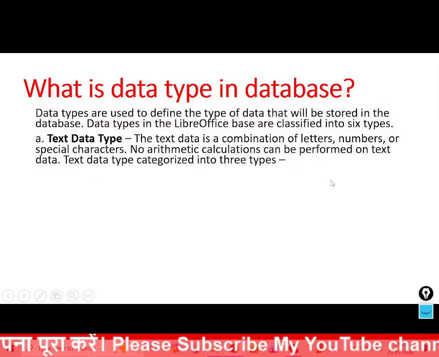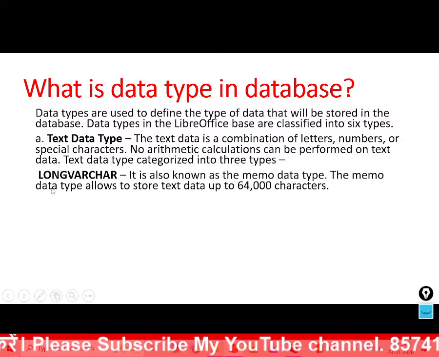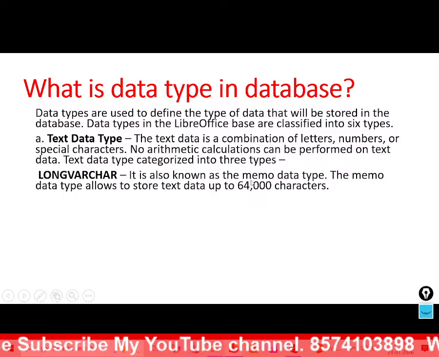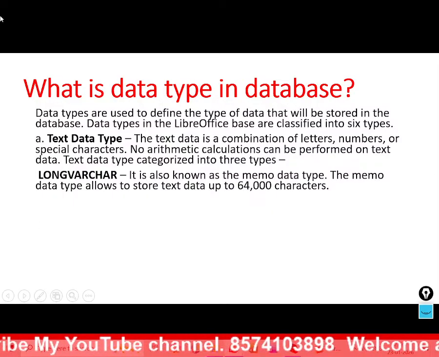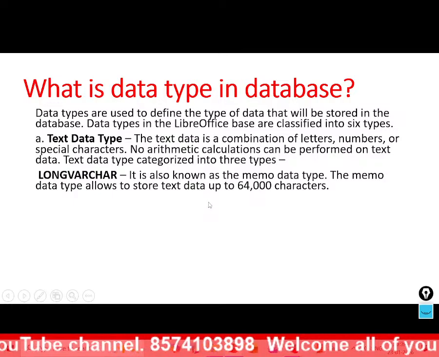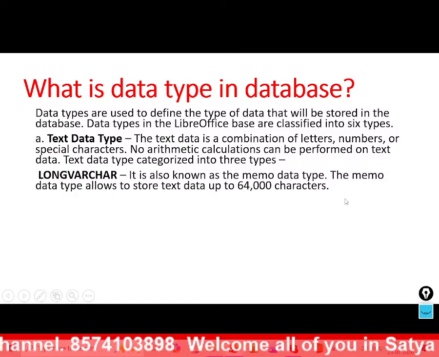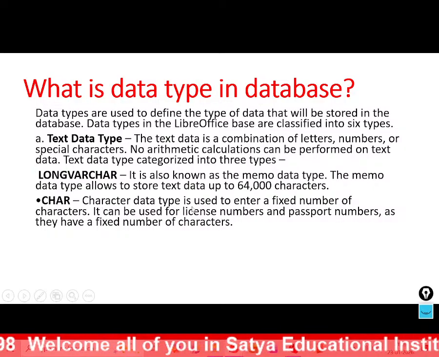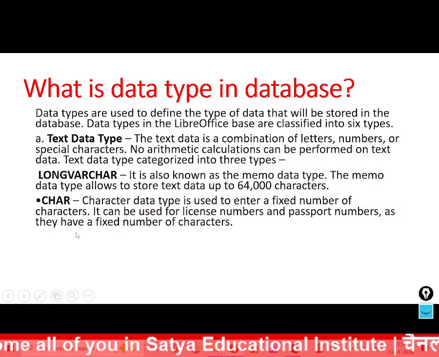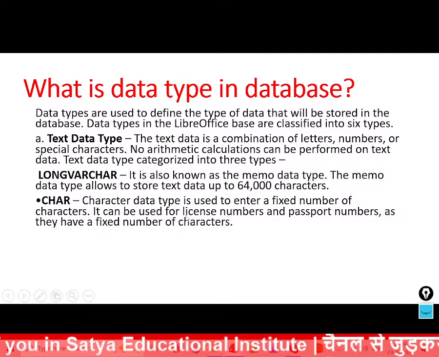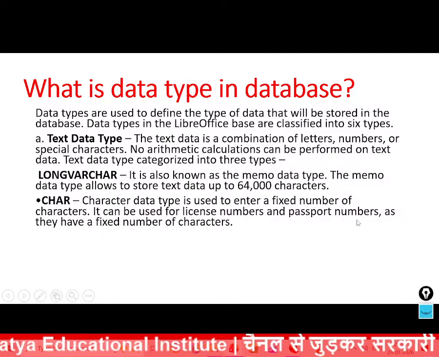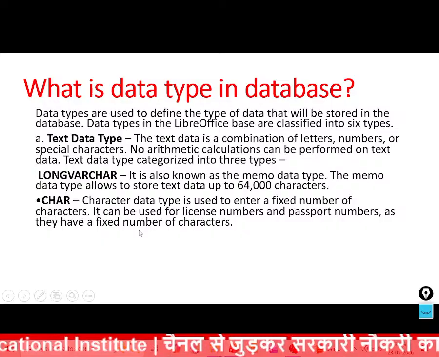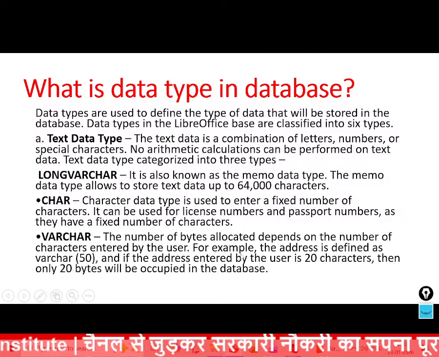Text data type is categorized into 3 types. First is long varchar. It is also known as the memo data type. The memo data type allows you to store text data up to 64,000 characters. Char, the character data type, is used to enter a fixed number of characters. It can be used for license number and passport number as they have a fixed number of characters.